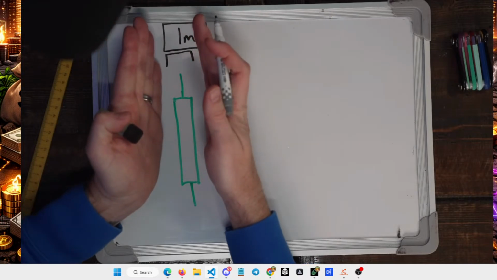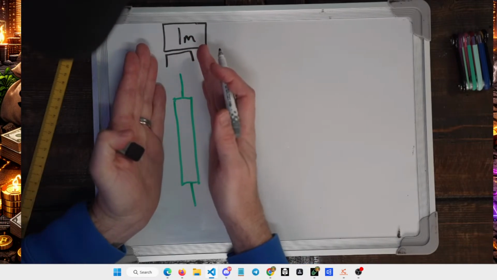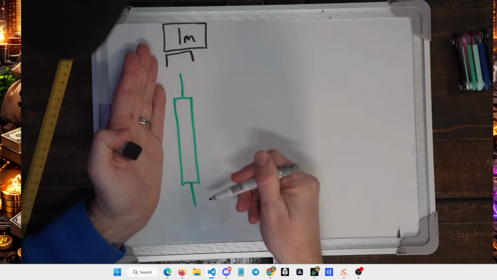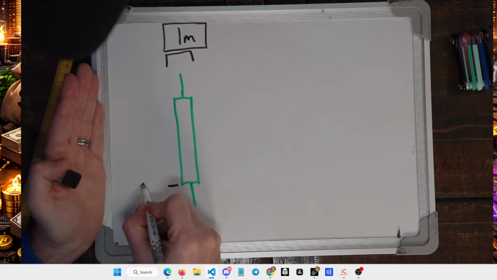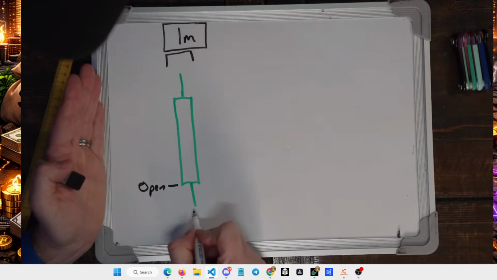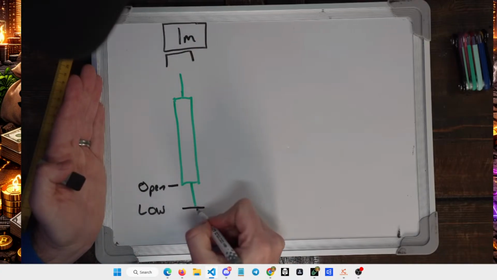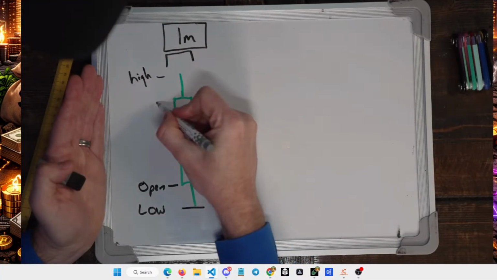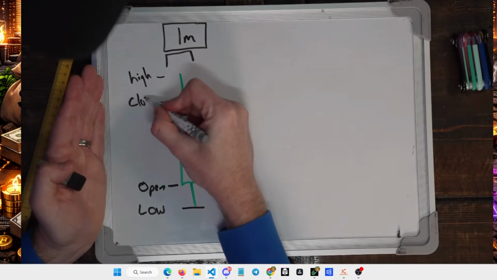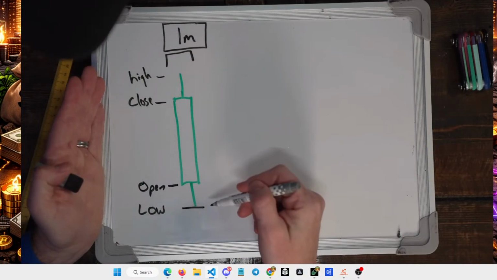So in this 60 seconds of time, this 1-minute period, this tells us the price that the stock traded at. So this was the opening price at the bottom. That's the open. This was the lowest price of this 60-second window, the 1-minute time frame. This right here was the highest price, and this right here was the closing price. So those four pieces of information come together to create this candlestick shape.